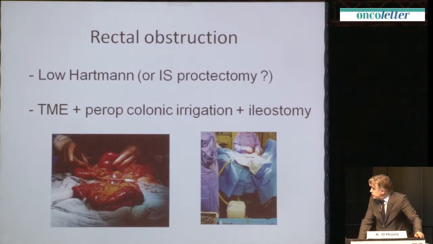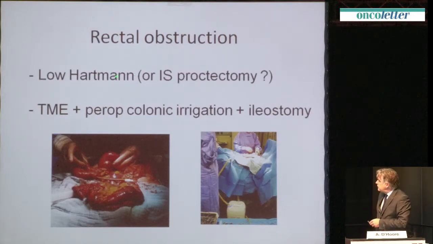What are we going to do? Are you going to do a low Hartmann's, or the complexity of a TME and then a complete colonic mobilization to do a perioperative colonic irrigation and decompression, you then make a colon pouch and you put on an ileostomy.